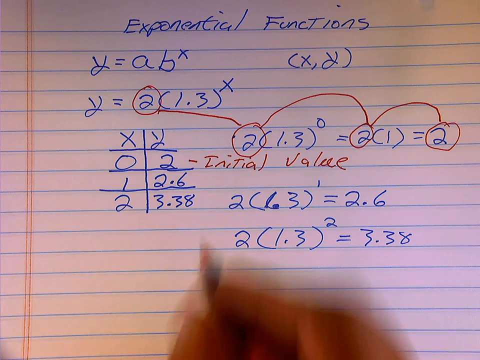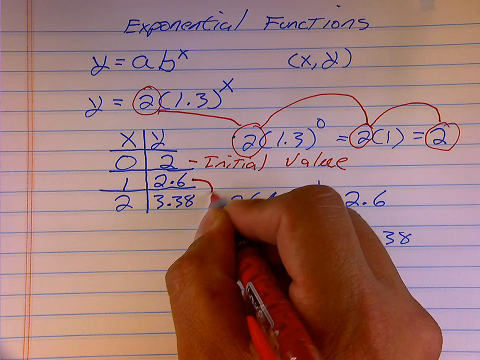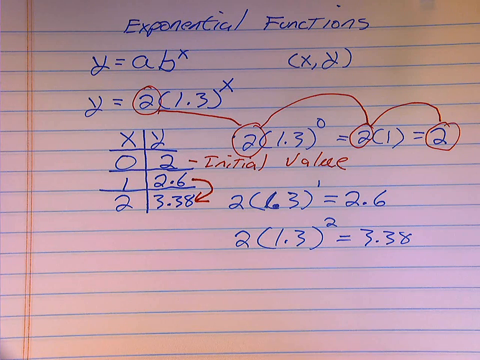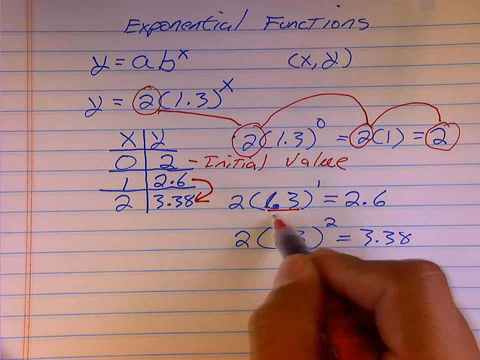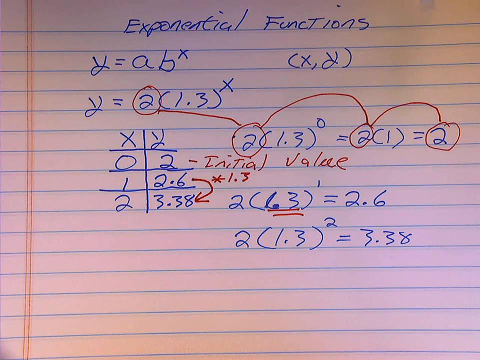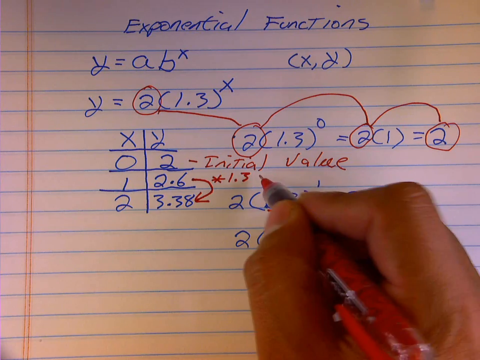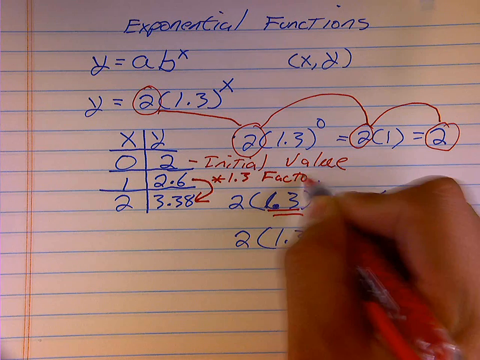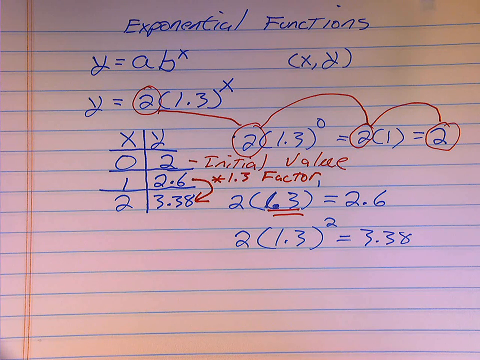However, notice I could have just as well taken this 2.6 and got directly to this 3.38 by multiplying by this number. The name we have for that number is called our factor. And the way an exponential function works is we start off with an initial value, and we get to the next location on the table. As long as my input is increasing by 1 unit, the next location on my table is going to be found by multiplying by that factor one more time.